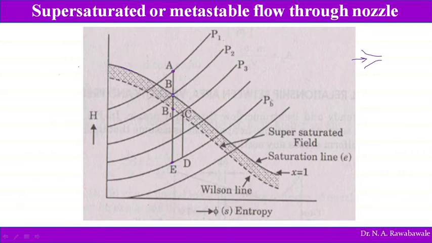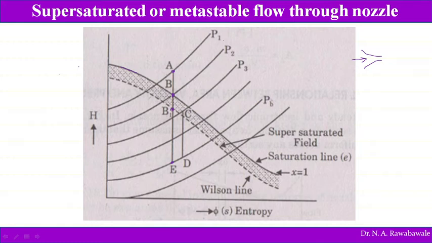The reason is that the velocity of steam is very high, and the time required to start the phase change process from B to B1 is very short, about 0.001 second. The steam passes through the nozzle at a sonic velocity. Therefore, the time required for initiation of condensation is very short, and instead of starting at point B, it starts to condense at point B1. So this delay of the condensation process between point B to B1 is known as the metastable flow or supersaturated flow.